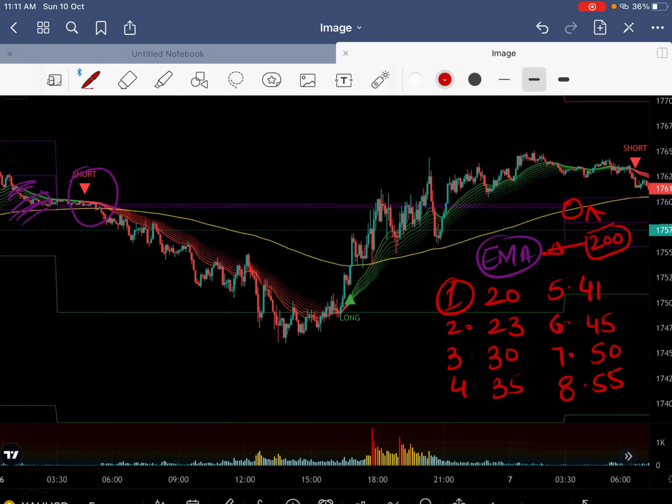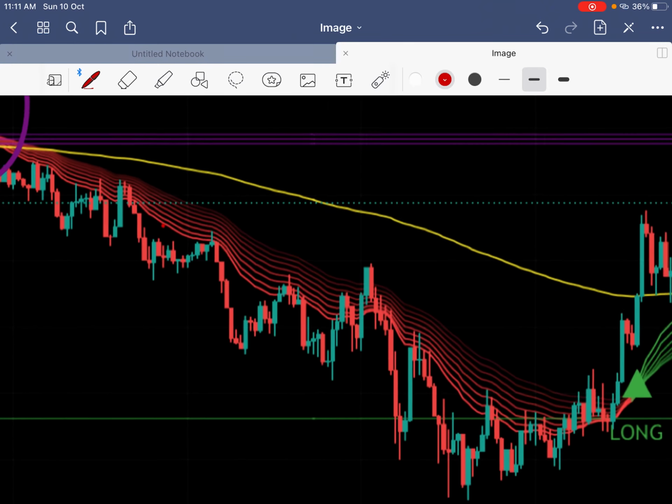You have to remember these, or you can take a screenshot of these EMAs that I instructed you to implement, or write them down in your indicator. So these multiple moving averages are of the periods 20, 23, 30, 35, and so on, and the longest is 200. So this one, as you can see, let me just zoom in.